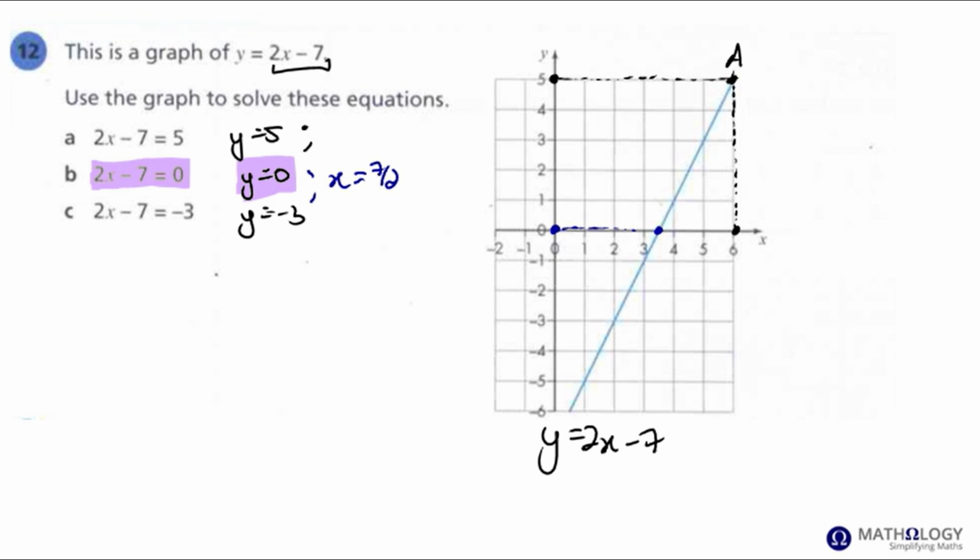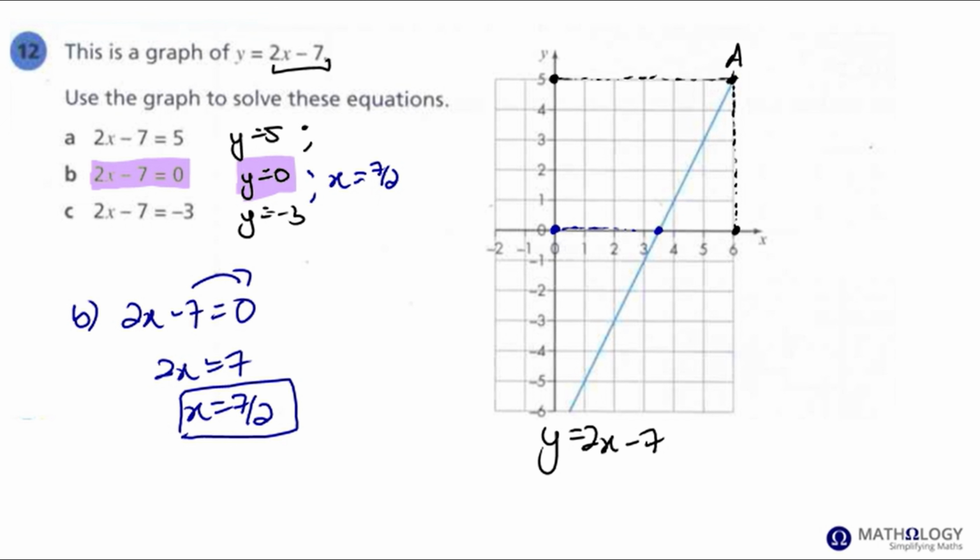Now let's solve this algebraically. So 2x minus 7 equals 0. We take the minus 7 across. 2x equals 7. Divide both sides by 2. x equals 7 over 2. And then we have the solution algebraically and graphically.